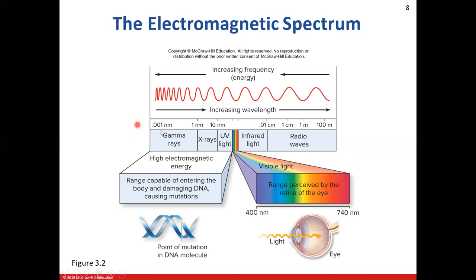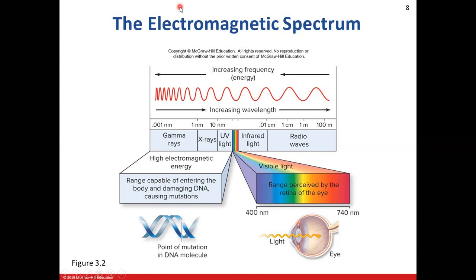So this is kind of the wavelength range, okay? And so we have 0.001 nanometers. These would be gamma rays. These are high electromagnetic energy, and these are actually capable of entering the body and damaging a lot of our DNA and essentially causing mutations in the DNA that can eventually lead to a poor production of different proteins or a lack of ability to even create any type of protein.